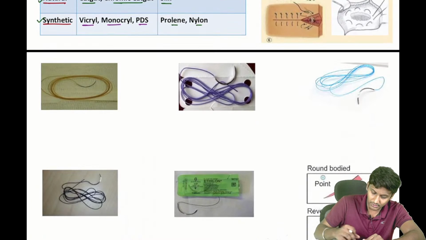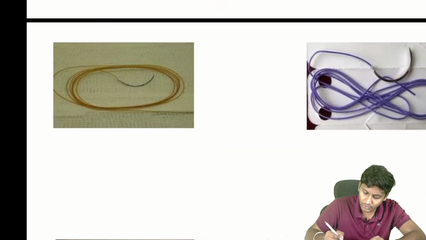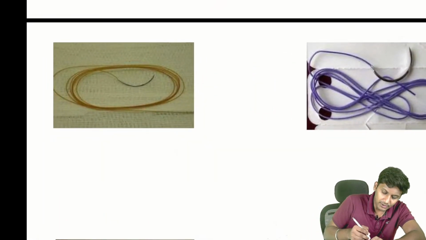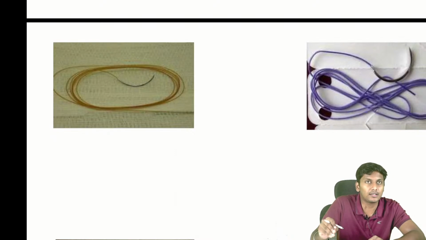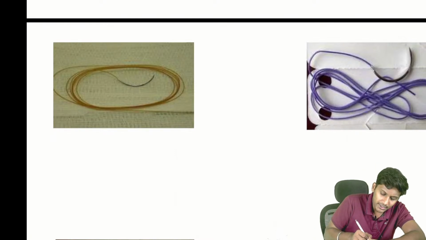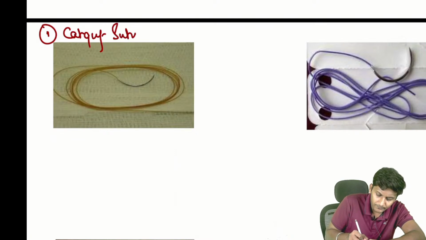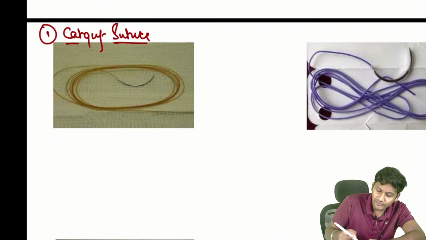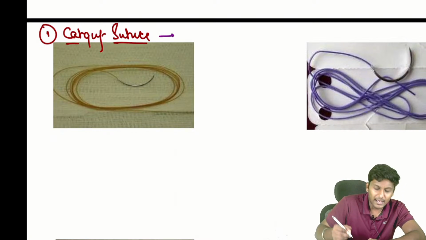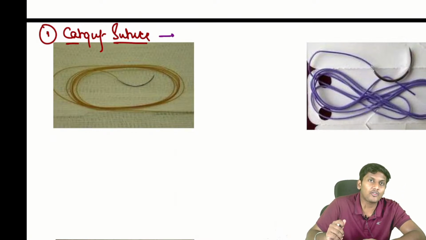If I talk about the first suture out here, what is the suture? This first suture, an image-based question, has come earlier in the examination also. This yellow color suture which is seen, this is what is known as the catgut suture. You have to remember this catgut suture. By name it seems it is derived from the gut of a cat.